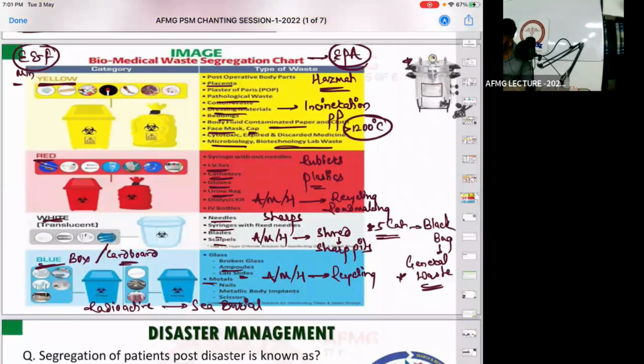Next, what is this machine for? It is the autoclave. What is the temperature of autoclave? 121 degrees Celsius. It is kept for how much time? 15 to 30 minutes, minimum 15 minutes. Under how much pressure? 15 pounds per square inch, 15 psi.